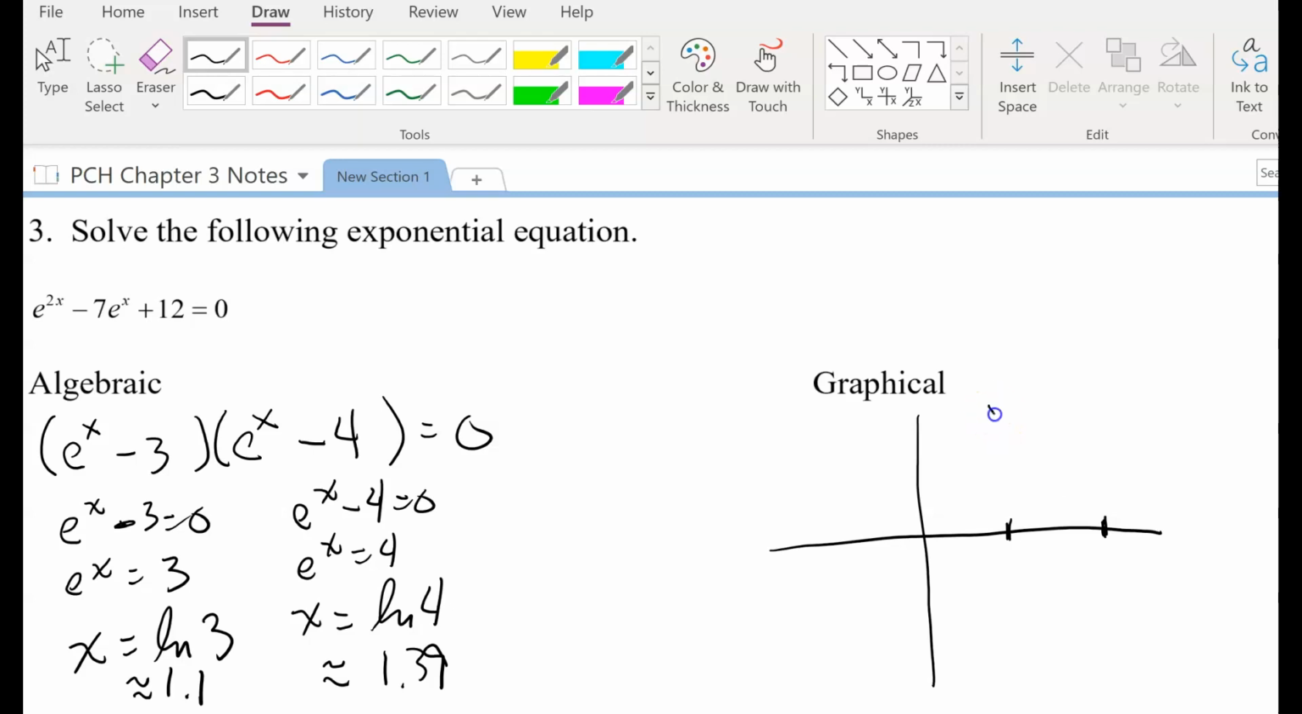The graph is going to look something like this, and it's going to cross the x-axis there, and then if you use the calc feature for your graph on your calculator, you'll get that this value of x is 1.1, and you'll get that this value of x is about 1.39. Okay, and if you have questions on how to do that, make sure that you check in with me.